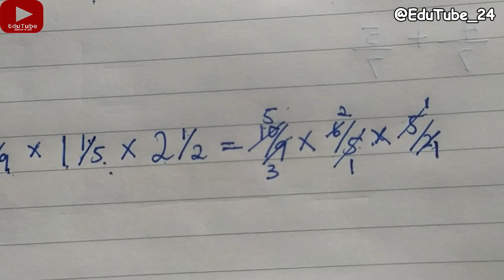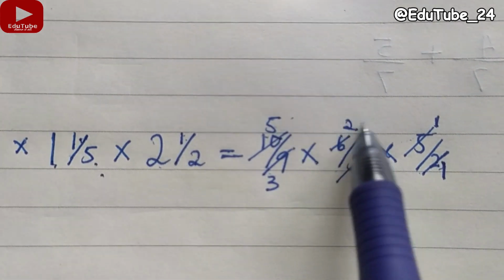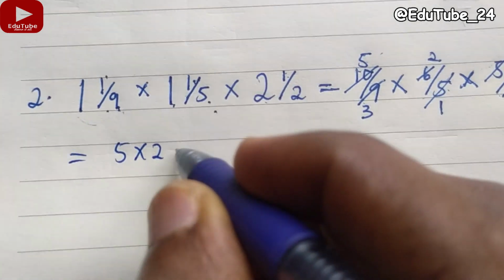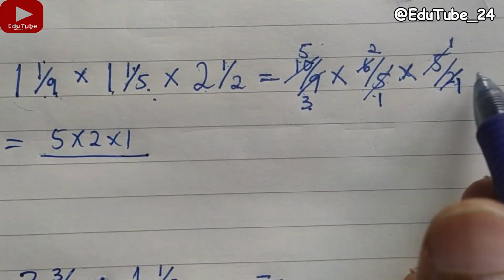Now the next thing is to write out the numerators I have left. In the numerators I have 5, 2 and 1. So 5 times 2 times 1, all out of, in the denominators I have 3, 1 and 1.